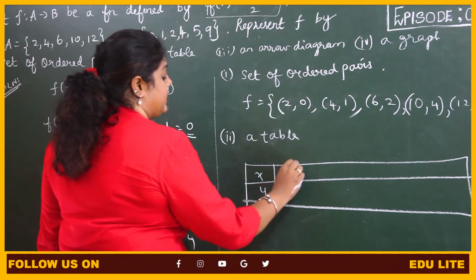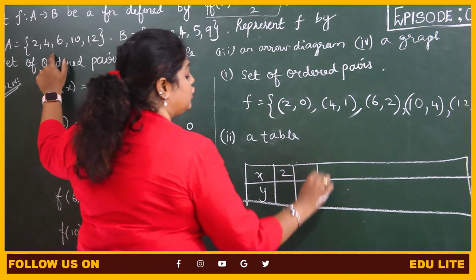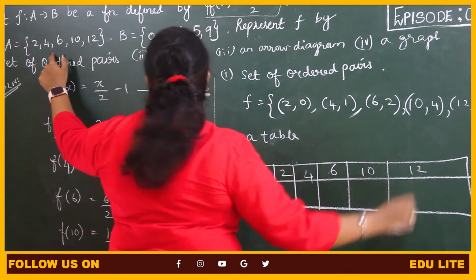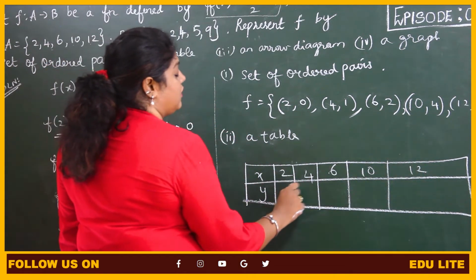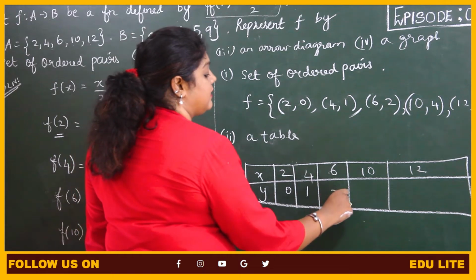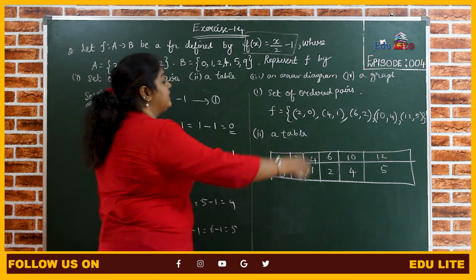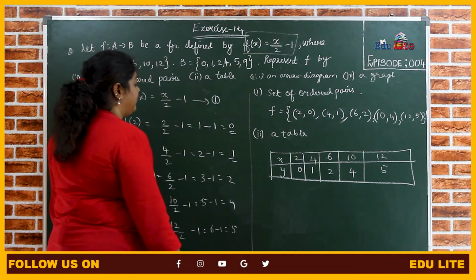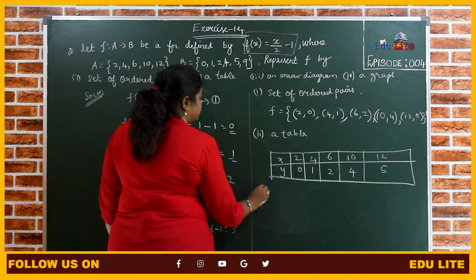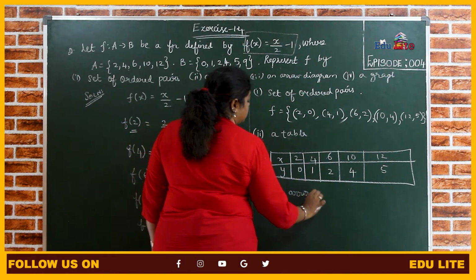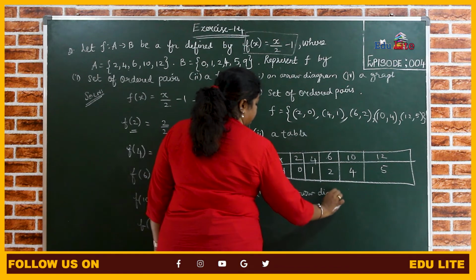X and y, x has a set of values 2, 4, 6, 10 and 12, whereas 2 is mapped to 0, 4 is mapped to 1, 6 is mapped to 2, 10 is mapped to 4 and 12 is mapped to 5, and they are the values in y. We have done so. And in the third option we have to represent it using an arrow diagram.